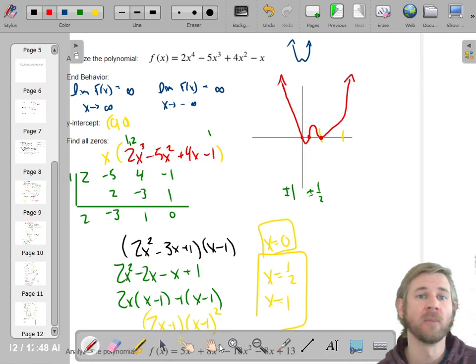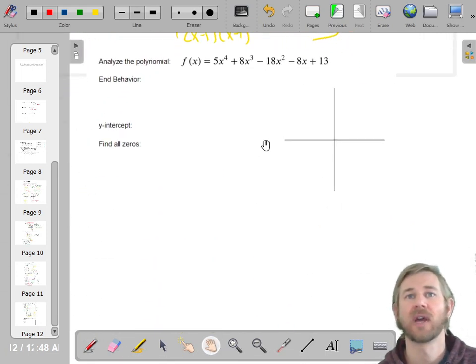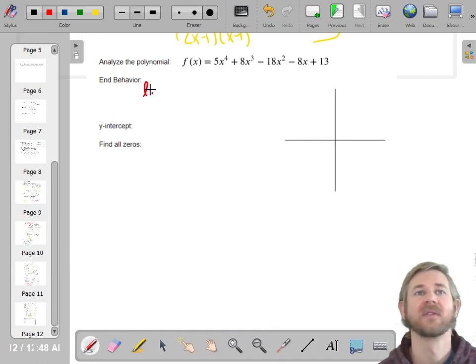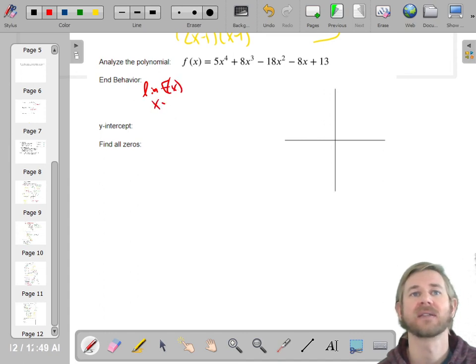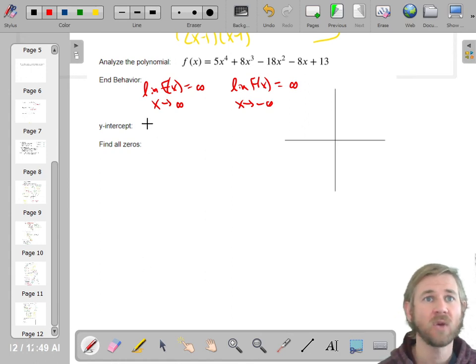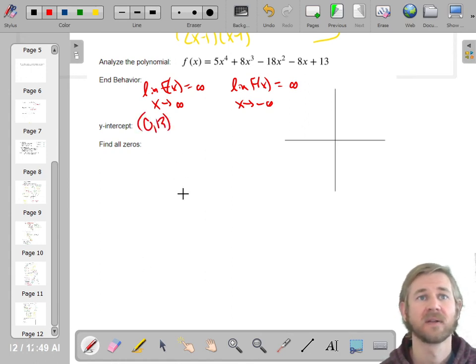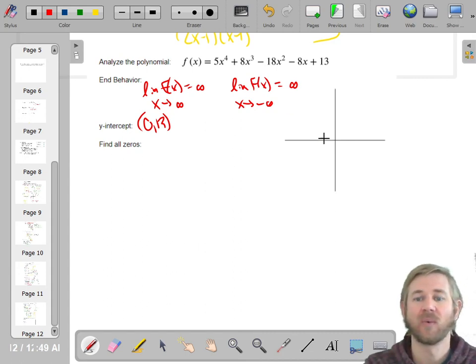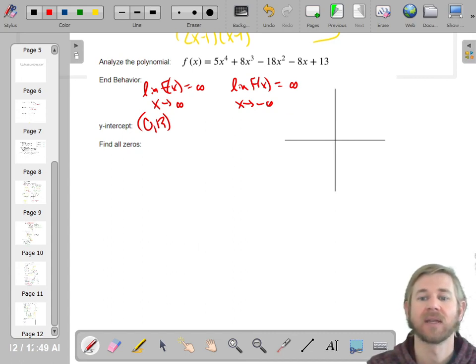So one more. Again, you should try it first before I do it. This is also positive even, so the limit of the function f of x as x goes to infinity will be infinity. The limit of the function as x goes to negative infinity will be positive infinity. Y-intercept is at 13. Find all zeros. Okay, let's see what we should try.